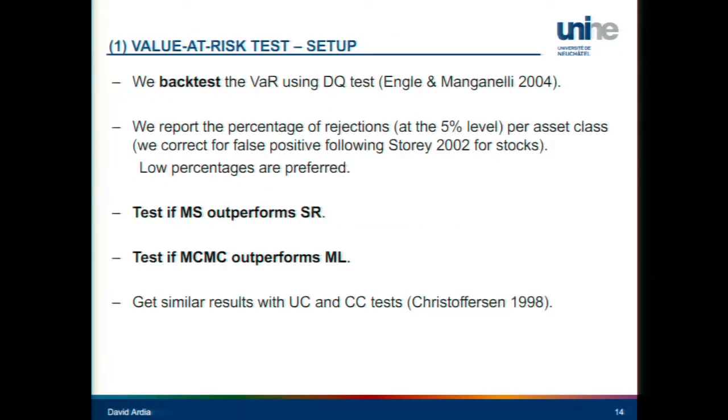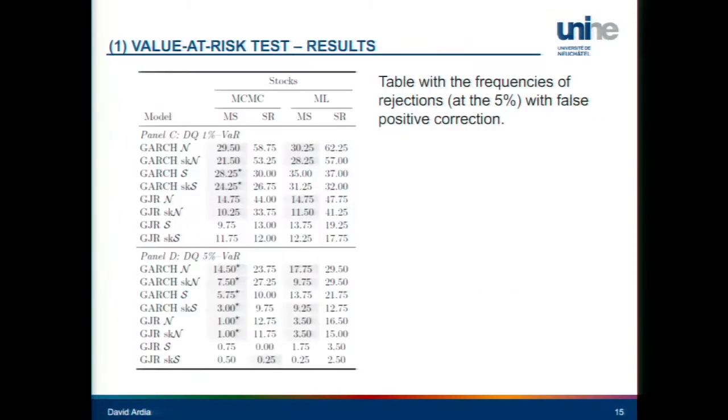Right, so let's have a look at the results. First, for the value at risk. So what we do, we want to forecast a quantile, right? So we do the standard backtest. We use the DQ test by Engle and Manganelli, which is a test for VaR, which has been proven to be powerful. And for each time series, we fit the model, we compute the out-of-sample performance, and then per asset class, we report per model the frequency of rejections at the 5% level, right? And we correct for false positives using the FDR approach. We test and try to answer whether MS outperforms single regime and whether MCMC outperforms maximum likelihood. We did that for other tests, results are similar.